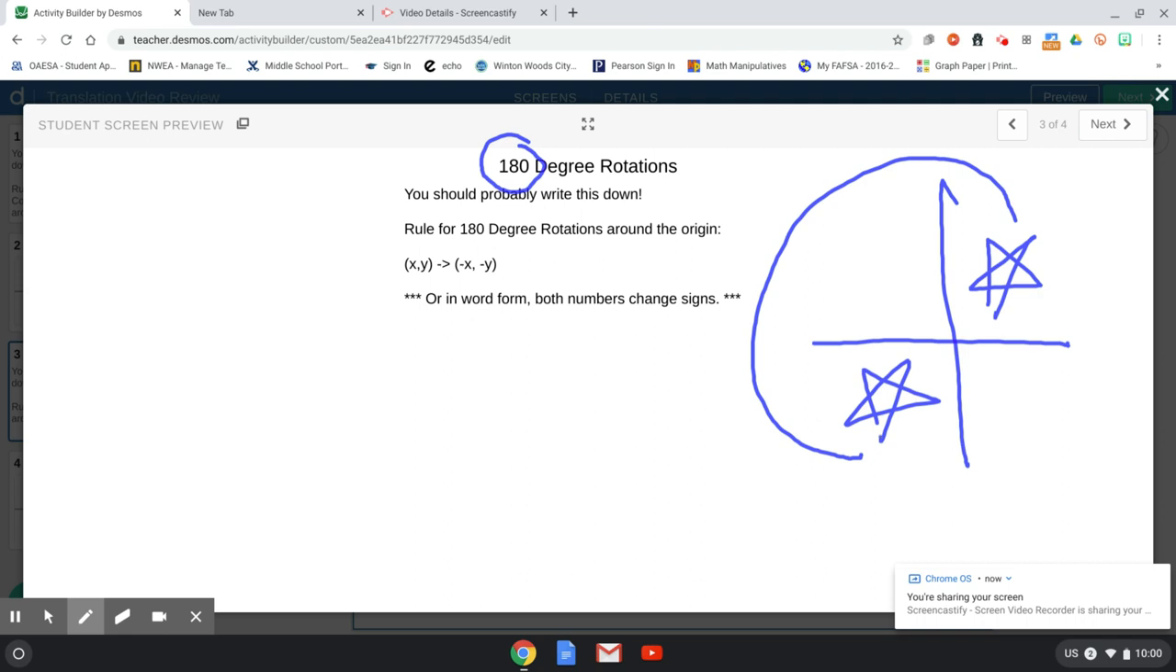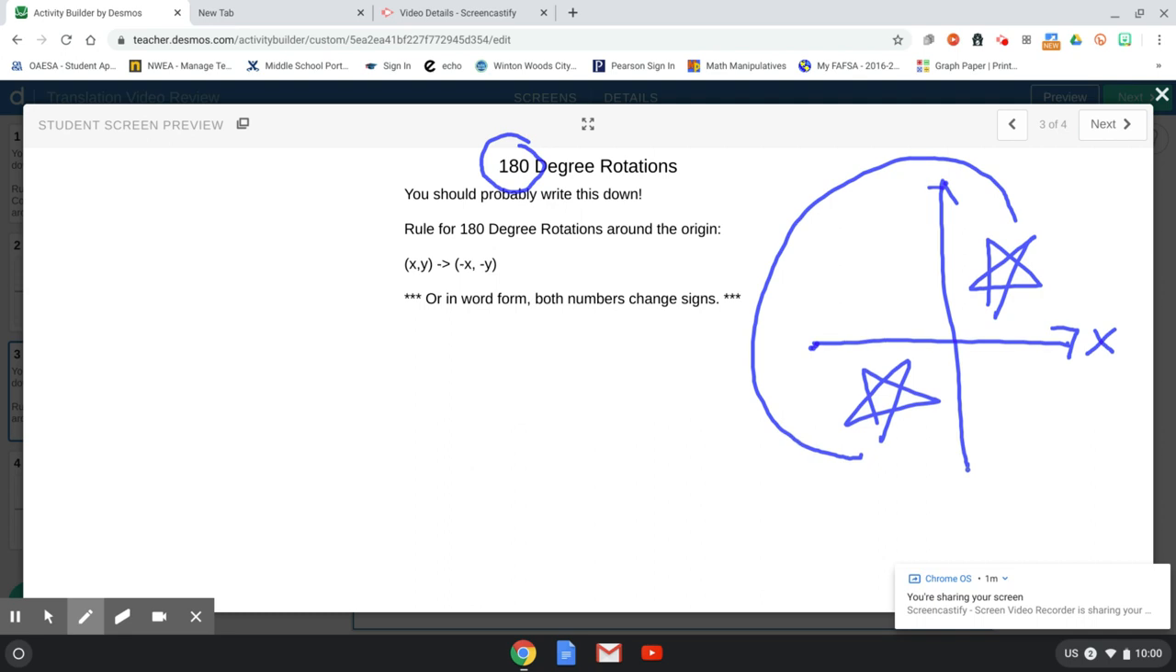Now, because it ends up in this quadrant, if you can picture this as the x-axis, it's going to start up here. One turn would turn it into the y. Another turn turns it into the negative x, which is why the x just switches signs. Same thing with the y. The y starts here. One turn takes me to the negative x. The other turn takes me down to the negative y.